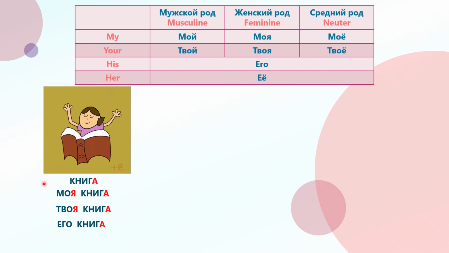Let's have some examples here. Noun, книга, ends with а. This is feminine gender. That's why if we want to say my book, we should use my for feminine gender. Моя. Моя книга. If we want to say your book, then we have to use твоя. Твоя книга. His book, его. Her book, её книга.